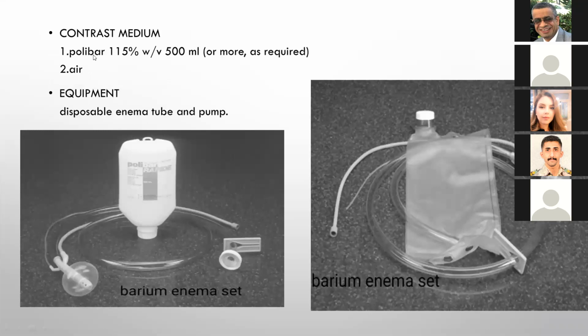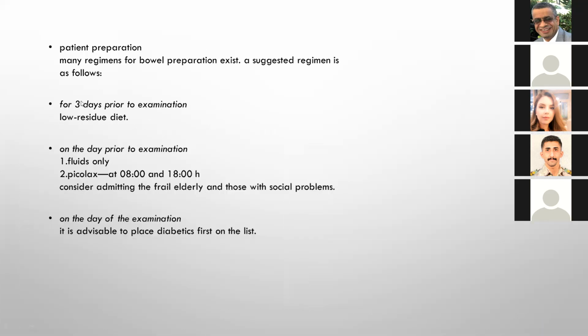Contrast media: 150% of 500 ml or more is required in double contrast, using an air equipment, disposable enema tube, and pump. This is the set for barium enema. Patient preparation: there are many regimes. First, 3 days prior to the examination, a low fluid diet. On the day of the examination, fluid only with laxative; consider admitting frail, elderly patients and those with social problems. On the day of examination, it is advised to place diabetics first in the list.